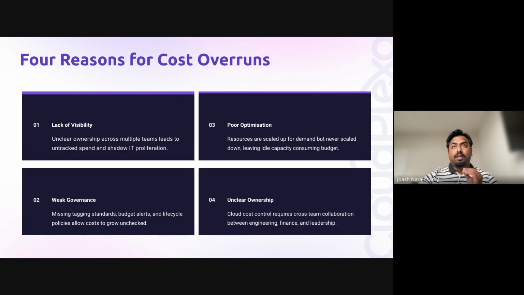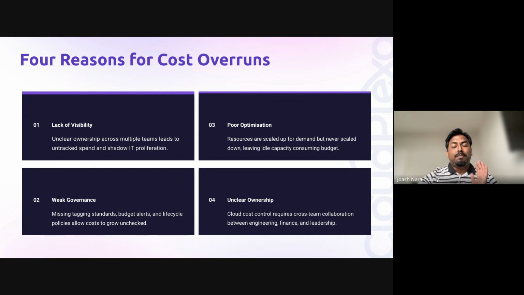Our third one that we're going to look at is poor optimization. Cloud gives organizations incredible flexibility. We can all agree on that. You can scale infrastructure up within minutes. The challenge is remembering to scale it back down when demand changes. Many workloads are initially deployed with future growth in mind. That's absolutely the right approach. However, businesses prioritize change. Projects evolve, applications mature. If your environments aren't reviewed regularly, organizations often continue paying for yesterday's requirements instead of today's reality.